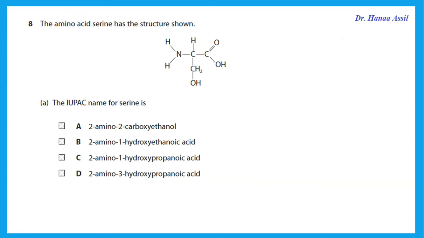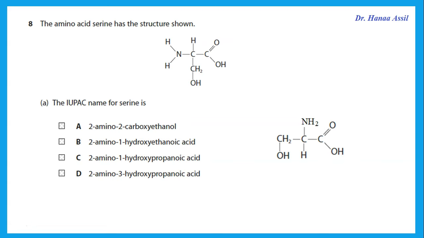The amino acid serine has the structure shown. What is the IUPAC name for this compound? To determine the IUPAC name, we look at the longest chain. Where is the longest chain? The 3 carbons are the longest chain. So this is prop-. We have 3 carbons all attached in a chain, so that is propanoic acid.